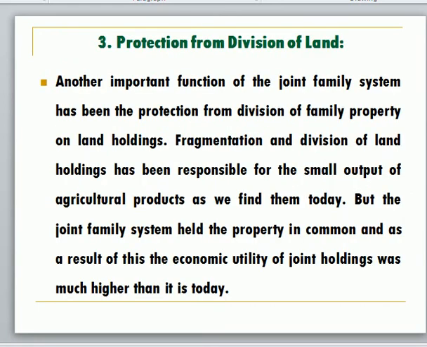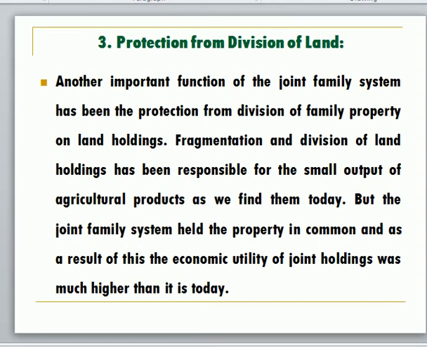And there is also protection from division of land. Another important function of the joint family system has been the protection from division of family properties and land holdings. Fragmentation and division of land holdings have been responsible for the small output of agricultural products as we find today. But the joint family system held the property in common, and as a result, the economic utility of joint holding was much higher than it is today. It means that in order to avoid dividing the lands, the joint family protects them, so that fragmentation and separation of the land is not possible.